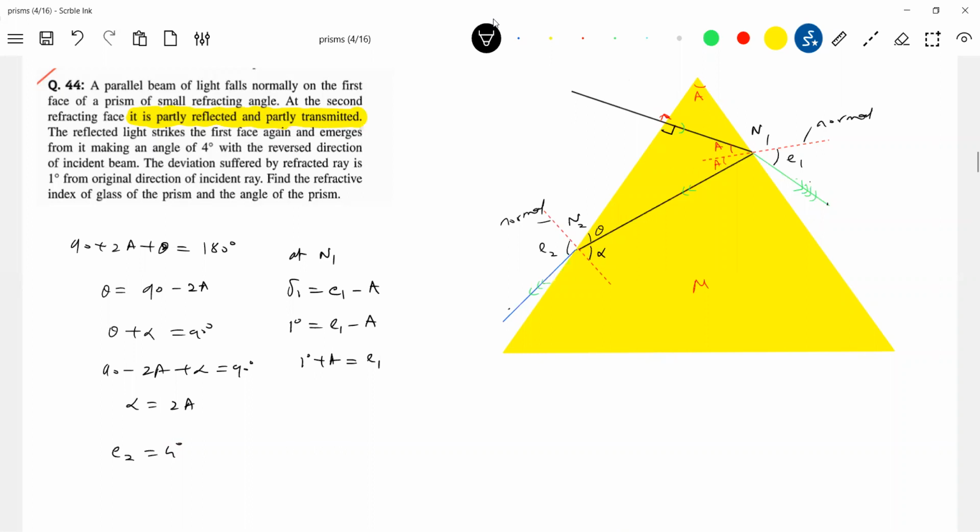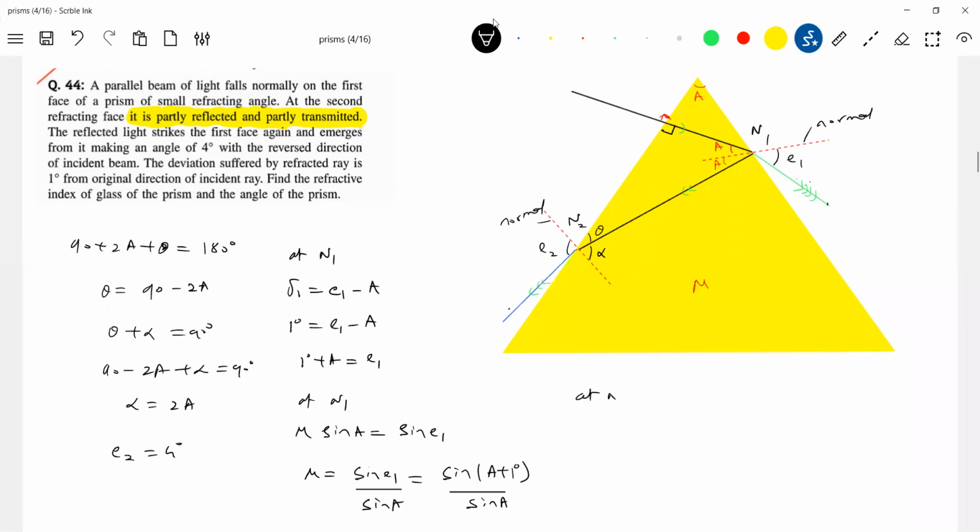So applying Snell's law at N1, mu sine A should be equal to sine E1. So mu equals sine E1 by sine A. Sine E1 is sine of A plus 1 degree, by sine A.